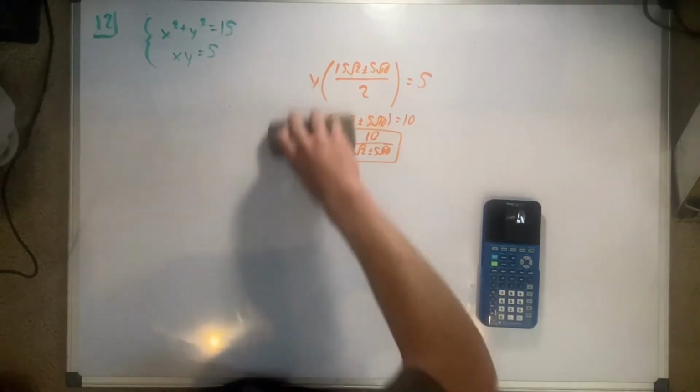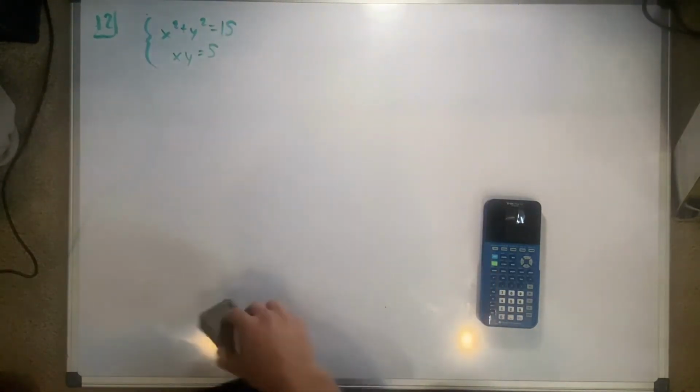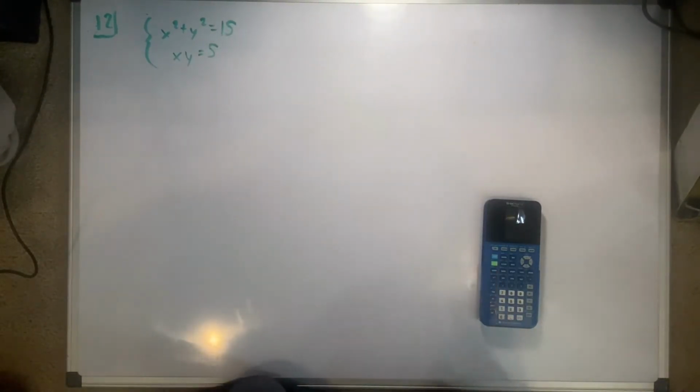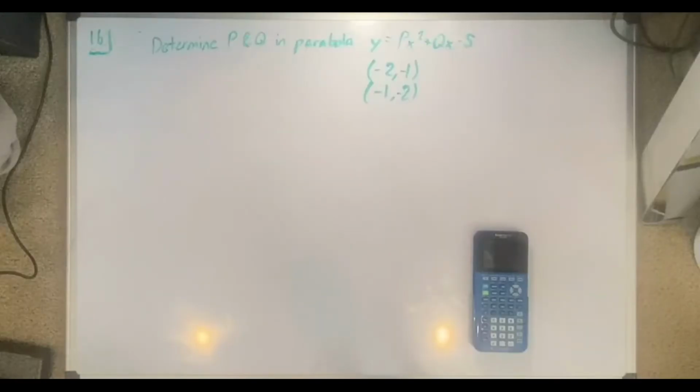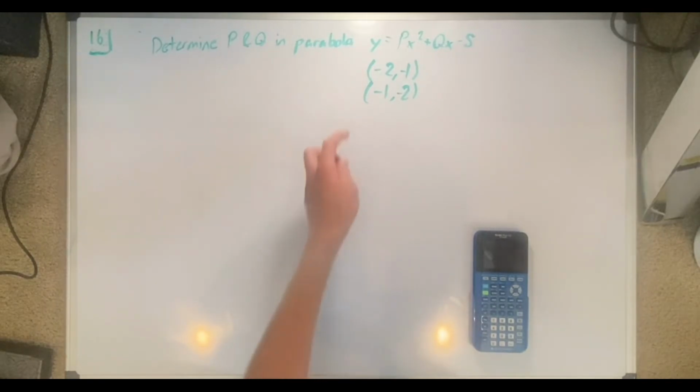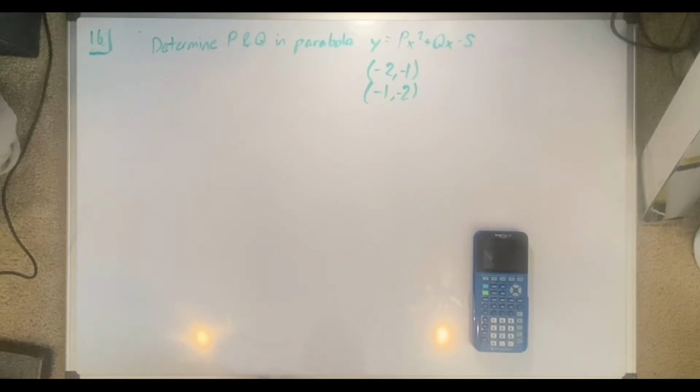That one was a lot of complicated math, but still a breath of fresh air in comparison to the matrix algebra, in my opinion. And then our next problem says determine P and Q in parabola y equals px squared plus qx minus 5, where the given ordered pairs that this parabola passes through are (-2, -1) and (-1, -2).